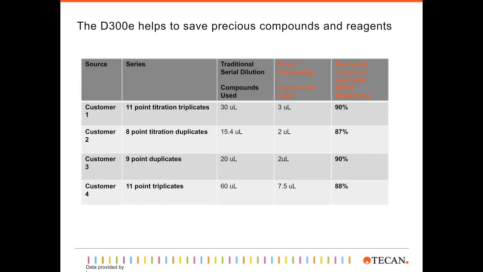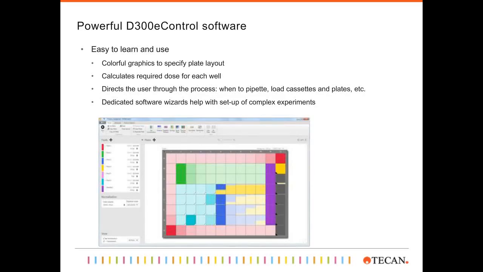Let me now show you a couple of the software functions in the D300E control software. Everybody claims that their software is easy to use and intuitive, but the D300E software allows you to copy-paste existing assay setups that you have in Excel right into the software and run it from there, so you will get started in no time with the experiments.